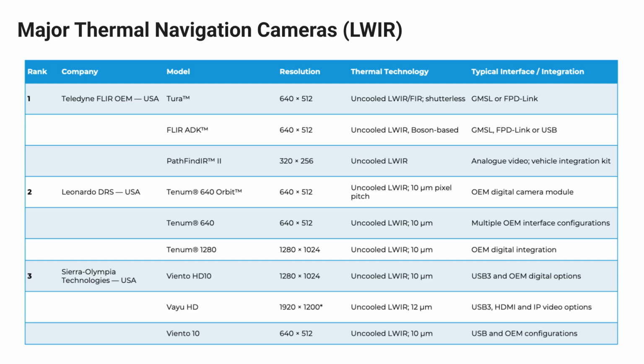This table compares leading thermal camera manufacturers and models suitable for automotive and unmanned ground vehicle applications. It covers solutions from Teledyne FLIR, Leonardo DRS, and Sierra Olympia Technologies, with resolutions ranging from 320 by 256 to full high-definition thermal imaging. The comparison also highlights thermal technology, pixel pitch, and integration interfaces such as GMSL, FPD-Link, USB, HDMI, and IP video, helping engineers shortlist the right camera for navigation, surveillance, and autonomous perception.